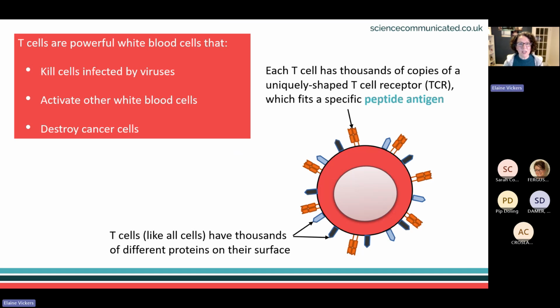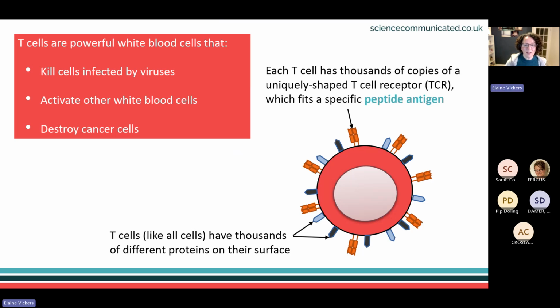T cells are incredibly powerful white blood cells. They kill cells infected by viruses. They control the immune system to a large extent and coordinate immune responses, and they destroy cancer cells. So they're incredibly useful white blood cells. The T cells that coordinate all the other white blood cells, that's the helper T cells. The T cells that directly kill virus infected cells and cancer cells, that's largely the cytotoxic T cells.